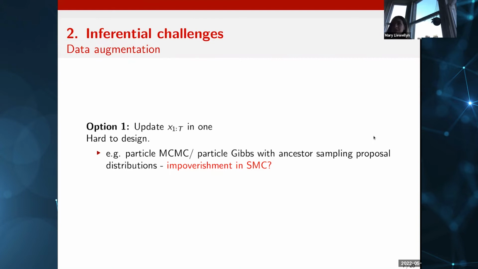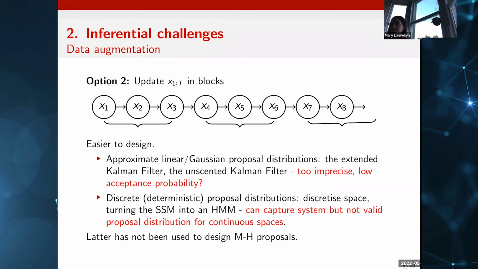Okay, so what else can we do? Well, another option to design proposal distributions, this full conditional distribution, is to reduce the dimension of the required proposal distribution even further by updating the states in smaller blocks. So I'll illustrate what I mean by updating the states in blocks.